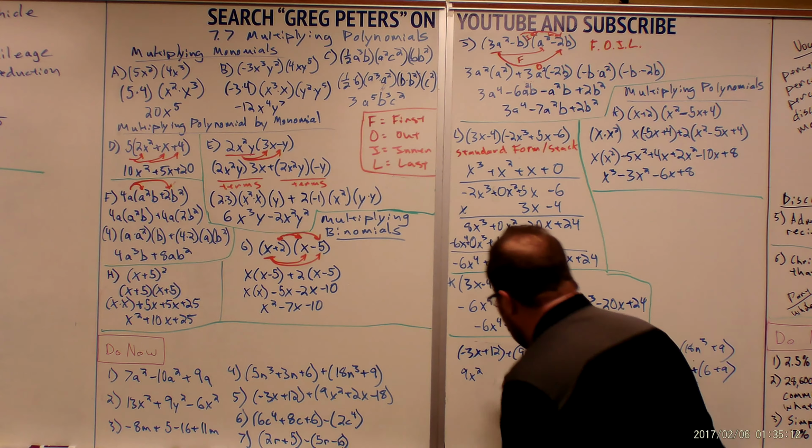Okay, just leave it? Yeah, that's done. There's nothing for us to simplify. x2, nothing. Stay with me. x2, nothing to solve. x, nothing to solve. Constant, nothing to solve. We're done. Alright. Okay.